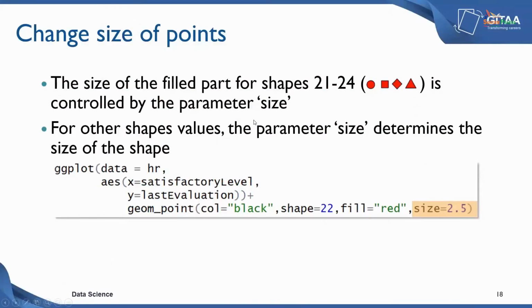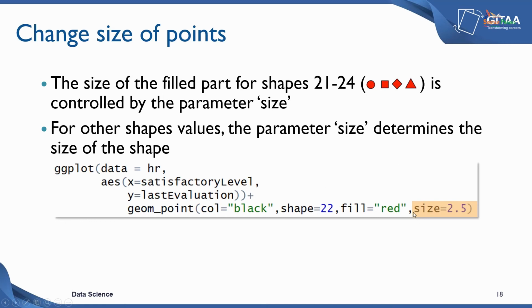So a couple of points to note is that the size of the filled part, that is the color inside each of these shapes, for the shape numbers 21 to 24 is basically governed by the parameter size. Now for other shape values, this parameter basically determines the size of the shape. So let's see what is the effect of size for this shape.